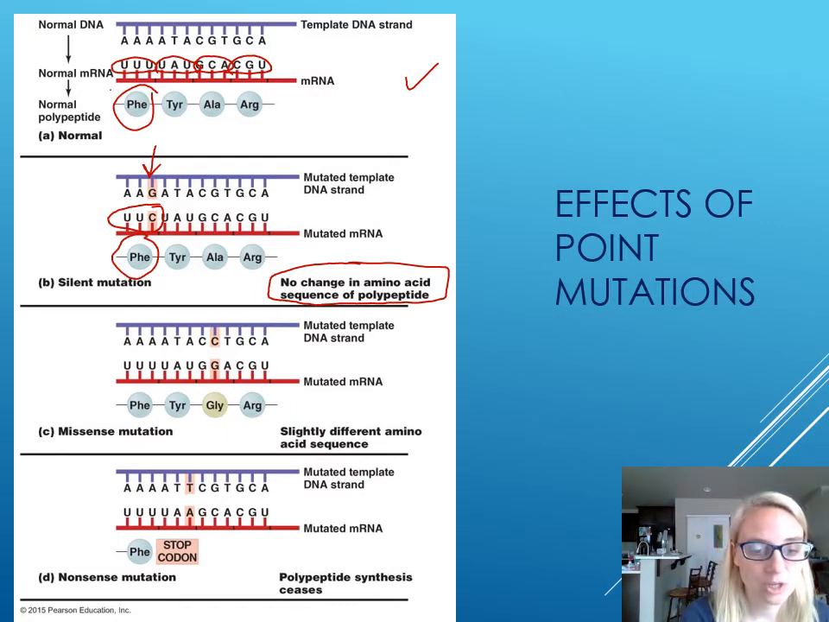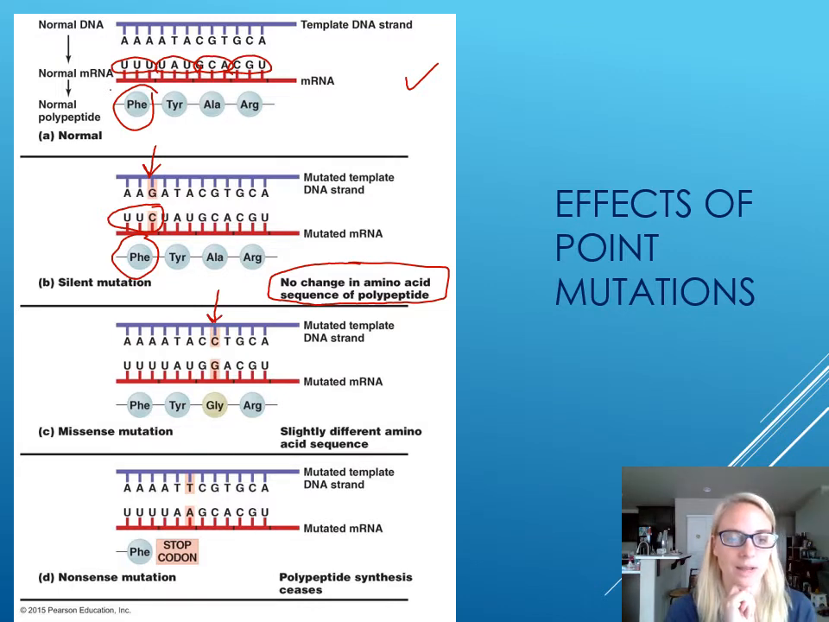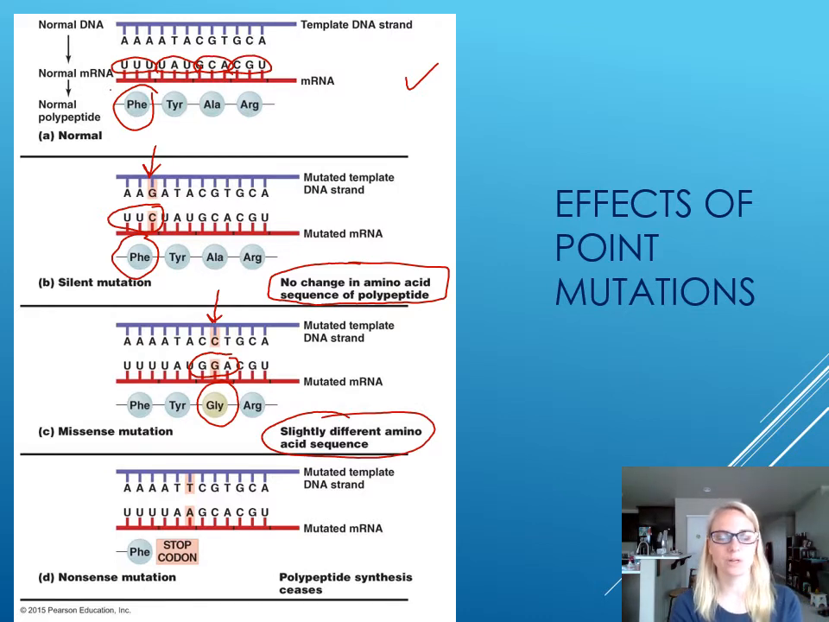If that point mutation happens somewhere else, so here it's happening in that G, it gets turned into a C. So normally we had GCA, now we have GGA. If you go and look at the genetic code, GCA coded for alanine, but GGA codes for glycine. So all of the other amino acids are correct. We have phenylalanine, tyrosine, and arginine, all of the same amino acids in the correct placement, but we have a different amino acid. And so this is what we call a missense mutation. It's just the wrong amino acid is put in some place along the protein chain.